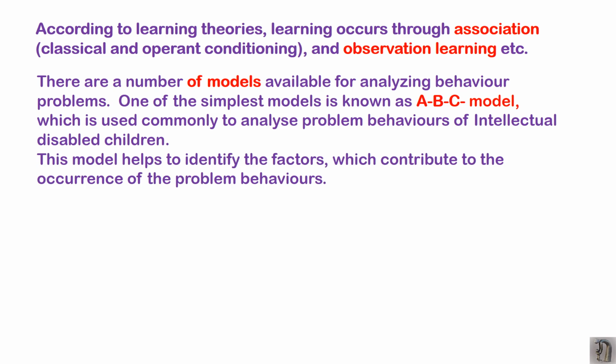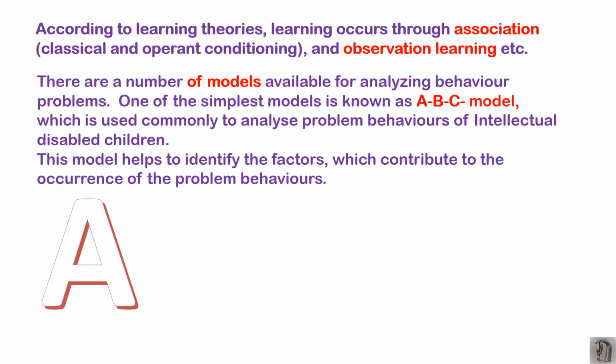This model helps to identify the factors which contribute to the occurrence of the problem behavior. As I said, if the child is slapping someone, kicking someone, crying, or not reading even after being told a number of times, why? What is the occurrence of that problem behavior? We can find out with ABC. It is just about your cognition, thinking and observation.